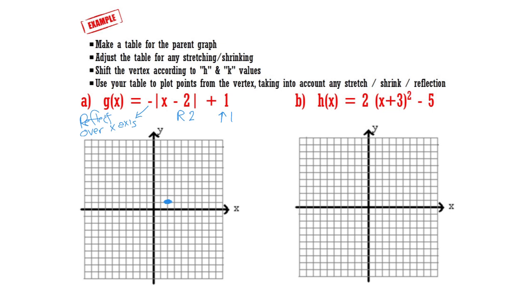So instead of going right one, up one, I'm going to go right one, down one. I'm not going to go over 2, up 2. I'm going to go over 2, down 2. And I always go back to that vertex as I'm doing this. Over 3, down 3. And honestly, I could do this all day long.